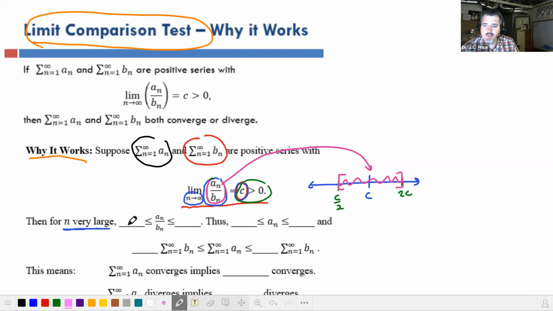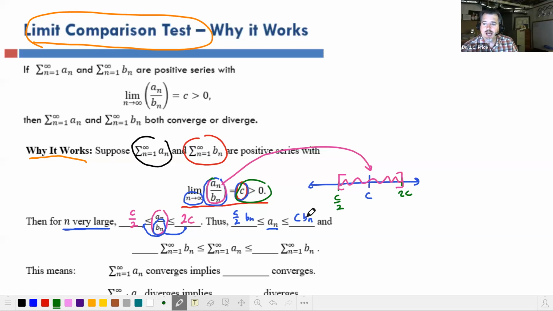And so here I can make this inequality. This is c over 2 is less than or equal to a sub n divided by b sub n, and this is less than 2 times c, which doesn't seem like it should really matter, but it does when you clear out this denominator, multiplying both sides by b sub n. And so we'll get c over 2 times b sub n is less than or equal to a sub n is less than or equal to c times b sub n.